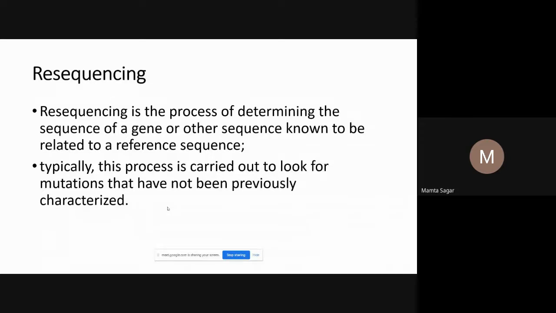Okay, so this process is carried out to look for mutations that have not been previously characterized. Means that mutation has not been identified earlier. So in this process we may identify the new type of mutation. So the resequencing is basically done to detect the mutation. So this is very helpful in case of mutation and SNP. That's why we are discussing this here.